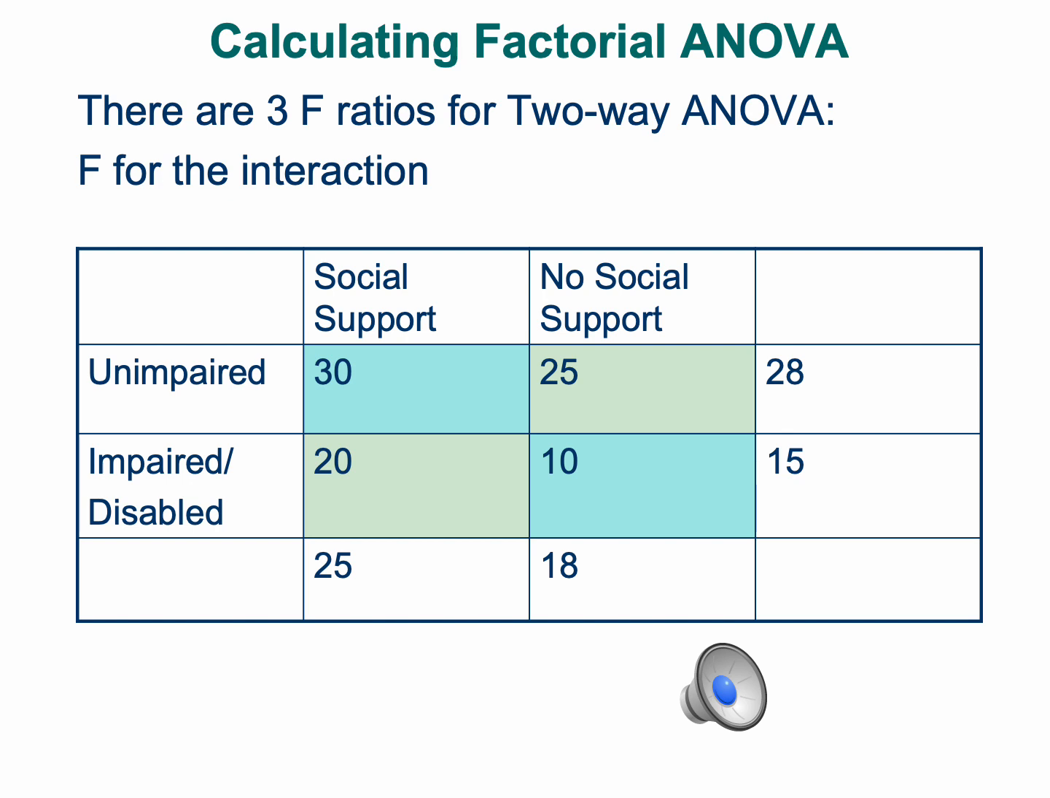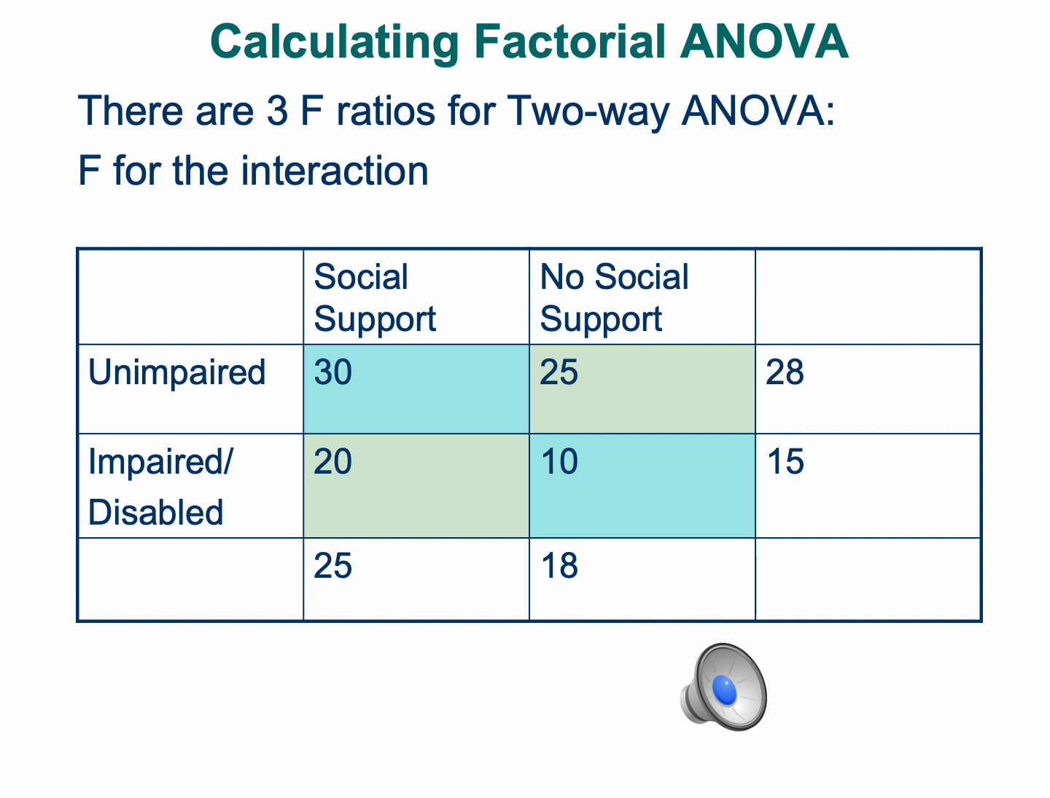There's a big difference between people who are impaired and have social support versus those who are unimpaired with no social support. You can see that the 10 sitting down there is an especially low number and reflects a strong interaction between impairment level and support. Now, we've seen before that there probably are also main effects for social support and for disability status that are independent of this interaction.